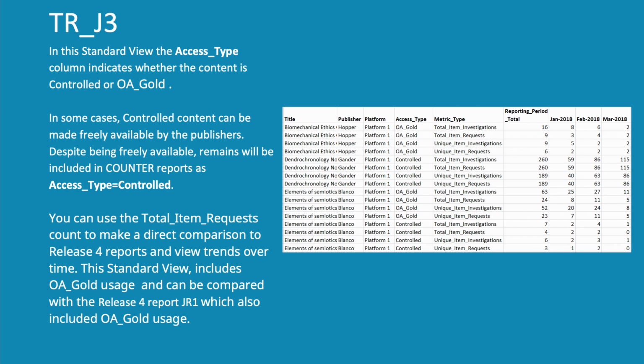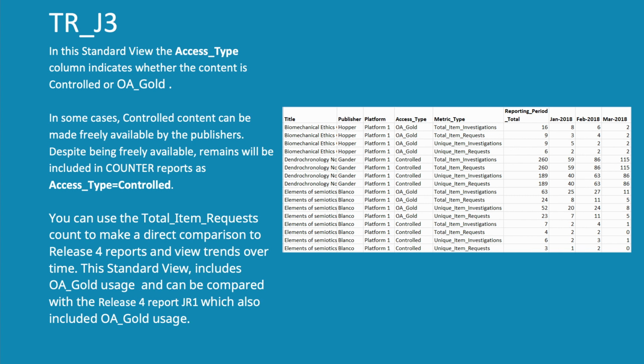For example, some publishers will make controlled content freely available at some point after the publication date, the so-called rolling wall, and publishers can also make a controlled item freely available in special circumstances, such as in order to share information on fighting a new disease. This content, despite being freely available, remains controlled, as the publisher has the option to end free availability, and it will therefore be included in Counter reports as access type controlled.